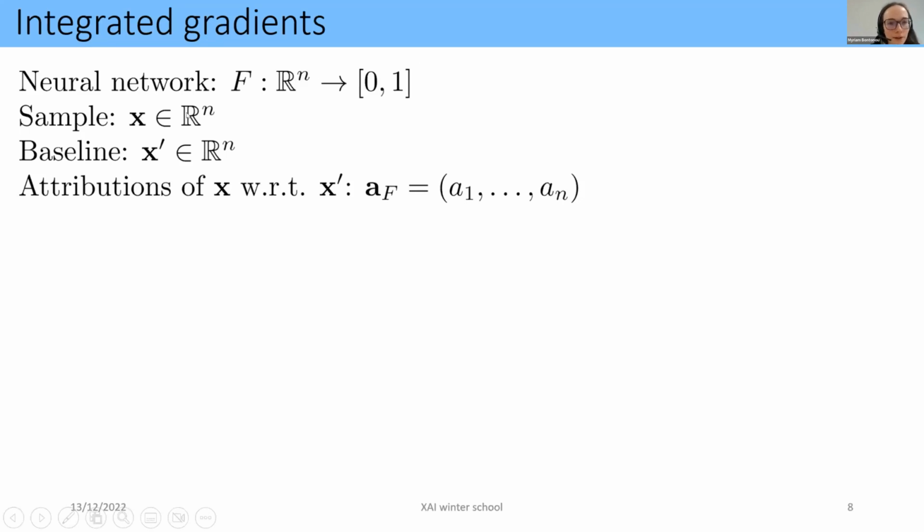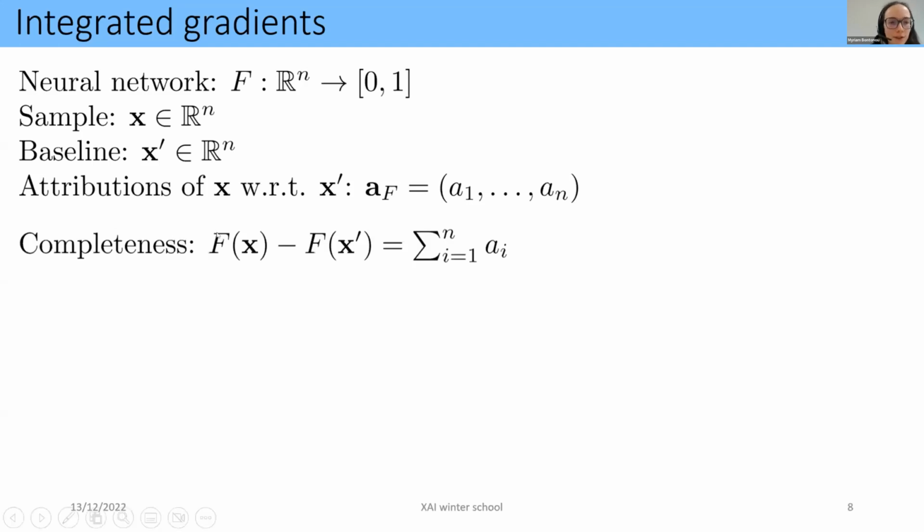We have samples, which contain the values of n genes. We also have a baseline. Integrated gradients computes the attributions of the sample with respect to a baseline. It outputs a vector with n coefficients, and each coefficient is the attribution score given to one gene with respect to the baseline. The baseline is supposed to be something neutral, such as a vector full of 0.